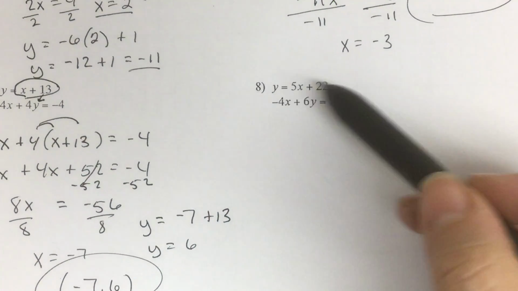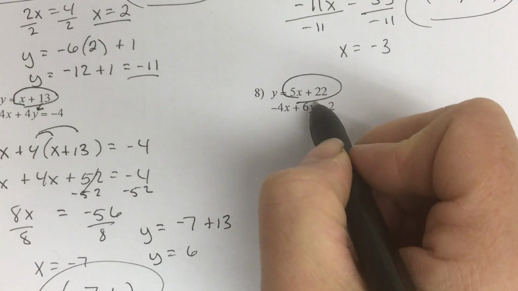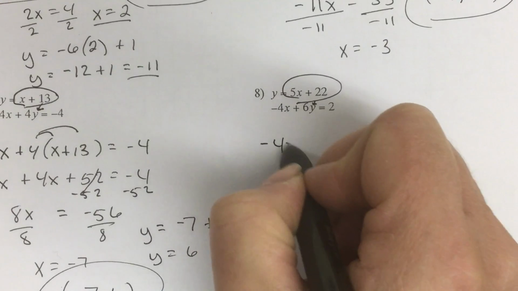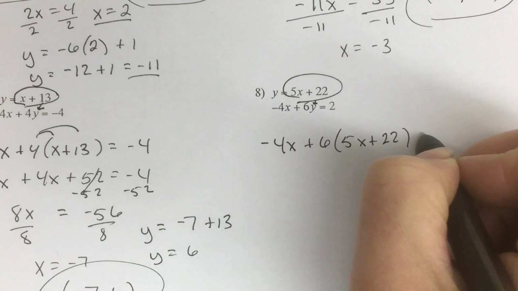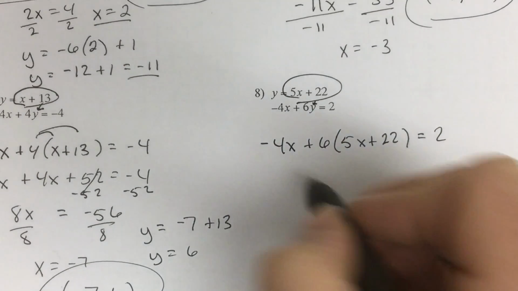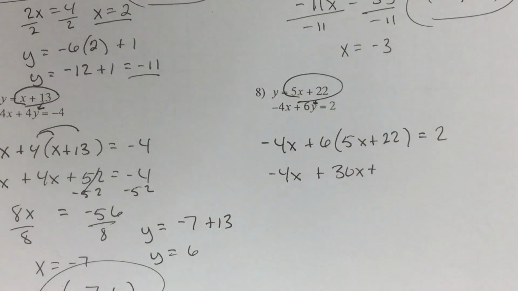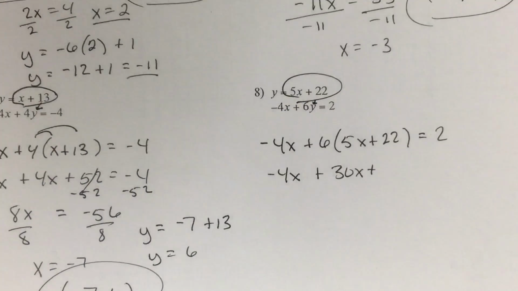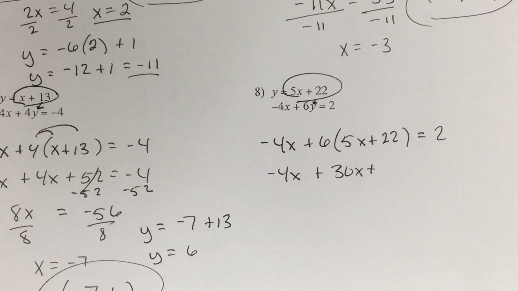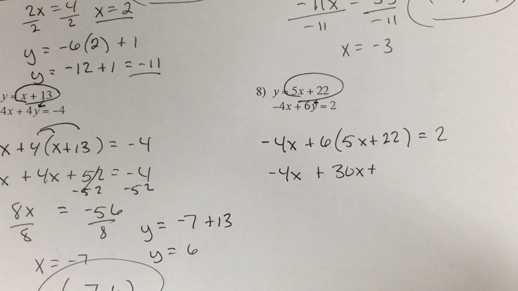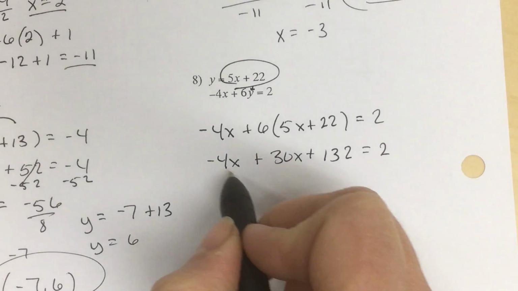Okay, I would pause the video and see if you can do this one. We're going to take 5x plus 22 and put it in for y. So negative 4x plus 6 times 5x plus 22 is equal to 2. Negative 4x plus 30x plus, I need to double check that. So have a calculator handy. You're going to definitely need it for these problems. 6 times 22 is 132 equals 2.